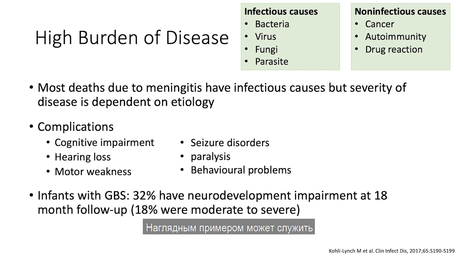An example of that is infants with group B streptococcus meningitis, where about 32% will have some sort of neurological or neurodevelopmental impairment even after an 18-month period. And within that group of patients, about 18% can have a very severe or moderate presentation.